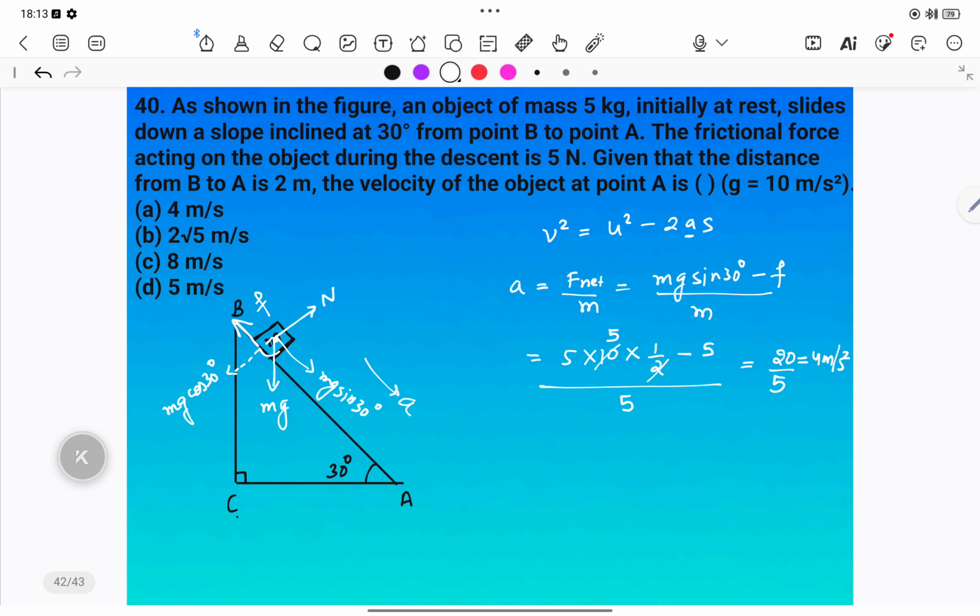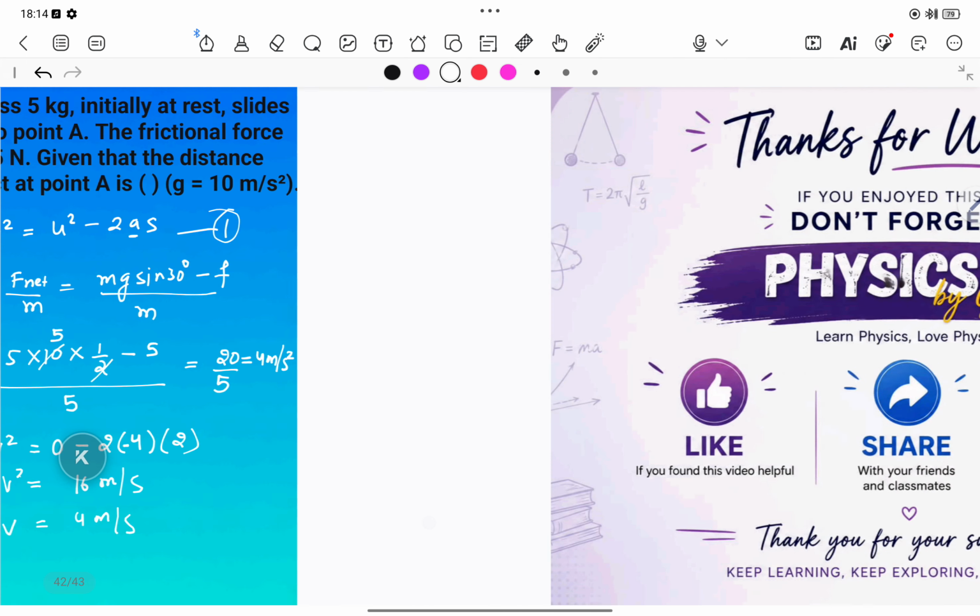Now we will put the value of acceleration in equation number 1. V square is equal to initial velocity, given as 0, minus 2 into acceleration. Since it is moving in downward direction, acceleration will be minus 4, and the distance it moves is given as 2 meters. So v square will become 16 meter per second. So velocity will be 4 meter per second. So according to this, option A is correct.